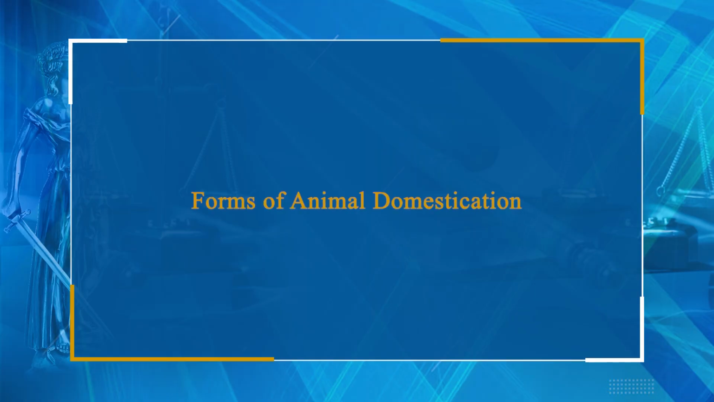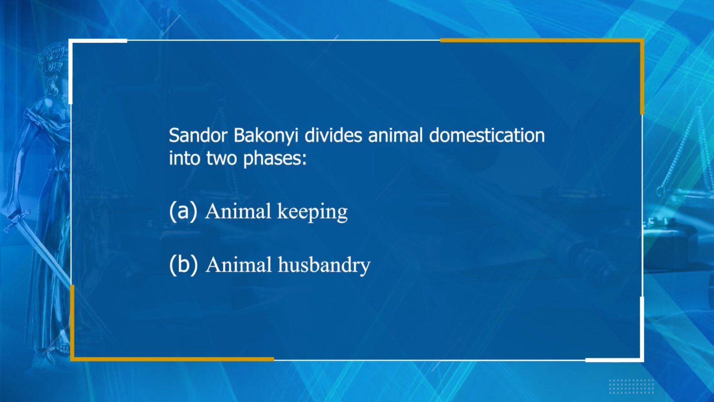Now, we will see forms of animal domestication. Animals were domesticated by humans for their own benefit. Hence, domestication techniques have to go beyond simply providing people with their immediate nutritional needs. In other words, in order to continue enjoying the benefits of domestication, humans had to engage in deliberate breeding. In light of this, Sander Baconi divides animal domestication into two phases: animal keeping and animal husbandry.